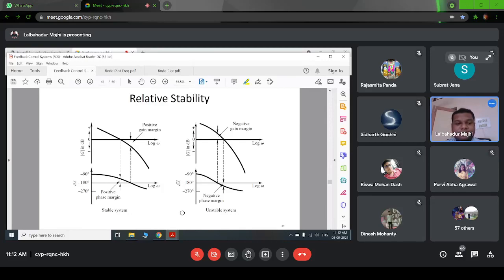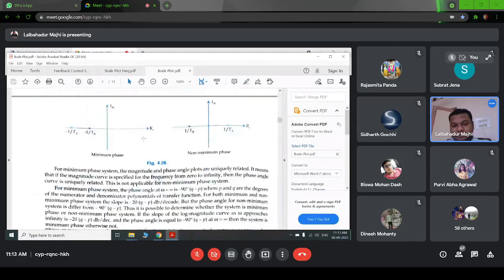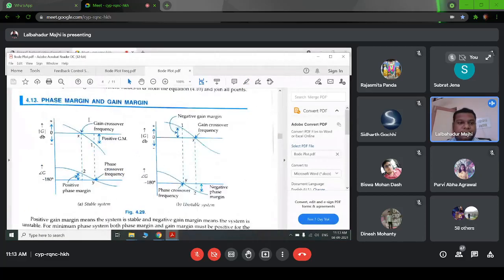In the diagram, we can check the phase margin, gain margin, phase crossover frequency and gain crossover frequency. In this Bode plot, we have to draw both the phase plot and the magnitude plot in a single graph. Let's suppose this is our magnitude plot and this is our phase plot. According to the definition, this will be the gain crossover frequency.